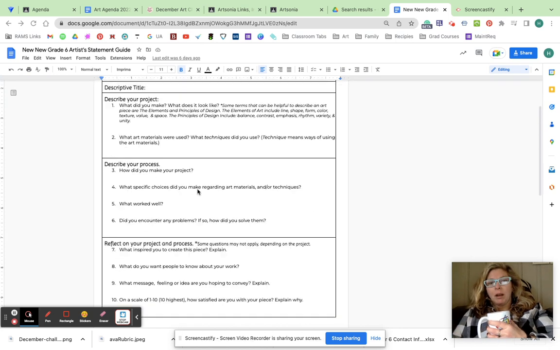Did you make choices regarding the art materials and the way that you were going to use them? Sometimes I give you specific art materials, but other times you get to choose what kind of paint you're going to use. Are you using markers, or did you decide to use colored pencils or to combine materials? I love this part of your statement, things that worked well. What was successful for you? Or did you encounter any problems? And if so, how did you solve them? Sometimes there isn't a way to solve a problem, and you can write about what you might have done differently.